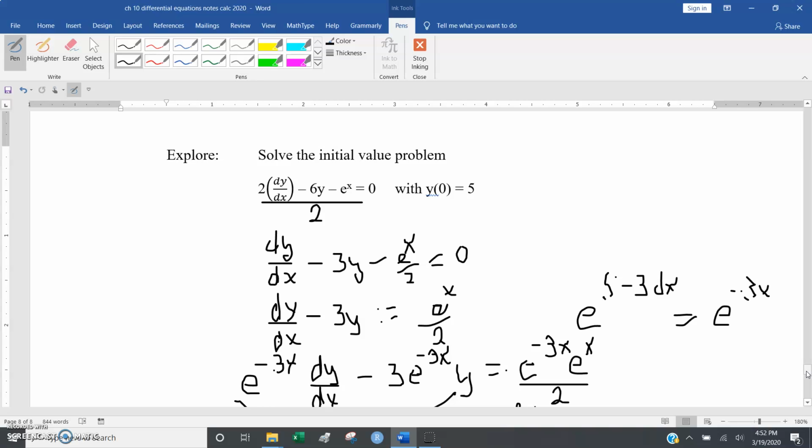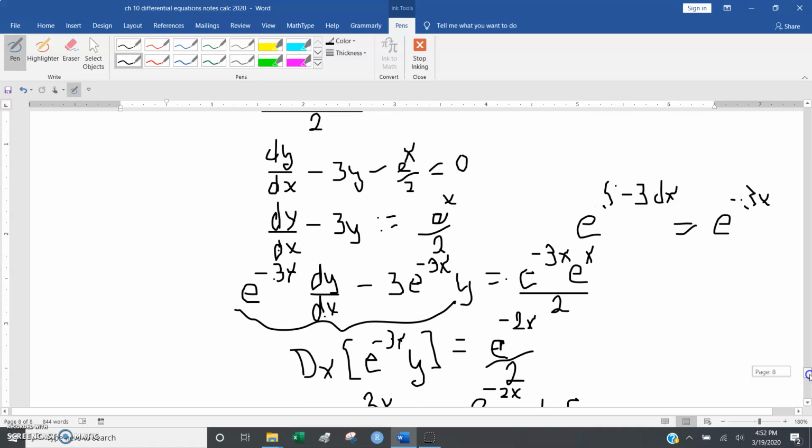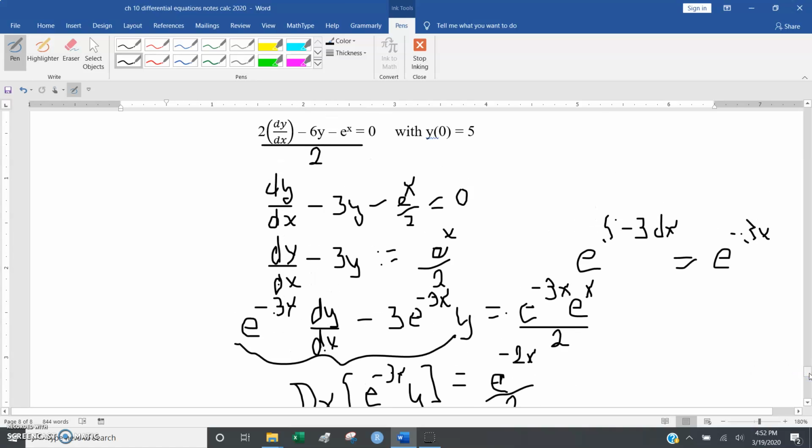Sorry about my writing. I am starting to learn how to write with this, and it's not very good yet, but we will get better. So you divide everybody by 2. This is supposed to say dy/dx minus 3y minus e^x/2 equals 0. Once you've done that, you take the negative e^x/2 and you move it to the other side. So this guy's been moved over.